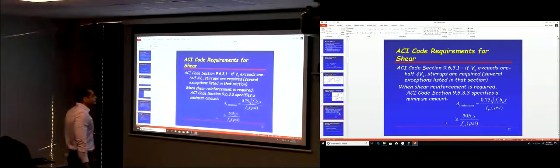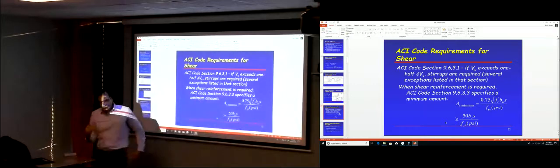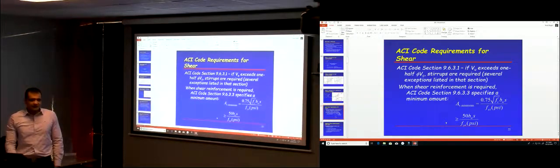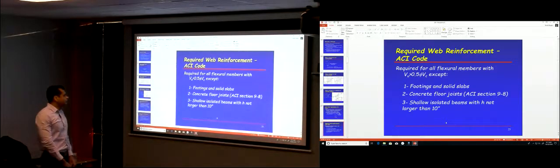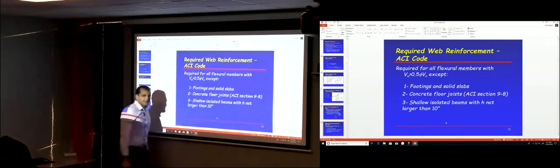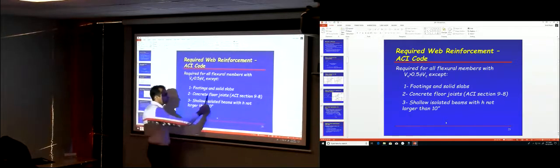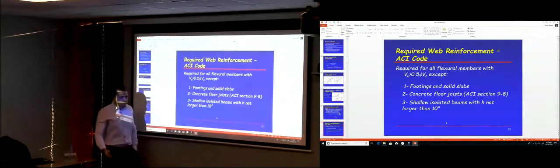So here it says there are several exceptions for this requirement, okay? That you have to provide some stirrups if V ultimate is larger than Vc divided by 2. What are those exceptions? So those exceptions are here. Footing and solid slabs. So in slabs and footings, you don't need to provide shear reinforcement if you don't need them, okay? Concrete floor joist. What is the definition of concrete floor joist? It's given in section 9.8 of the ACI code. You still don't need to provide stirrups or shear reinforcement if you don't need them.